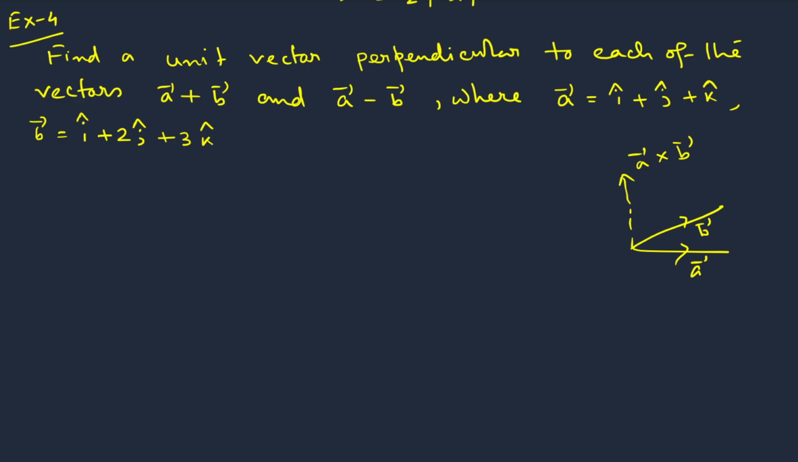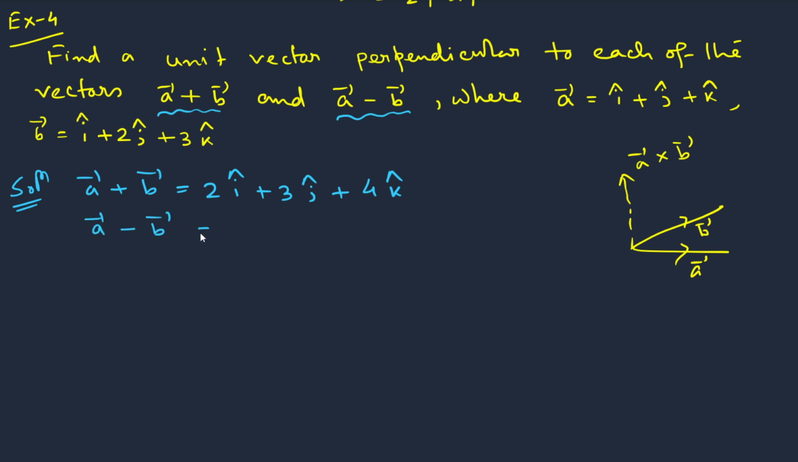So here one vector is a plus b, another vector is a minus b. So first you have to find a bar plus b bar. If we add a bar and b bar, what will we get? 2i cap plus 3j cap plus 4k cap, and then a bar minus b bar. So it will be 0i, 2 minus 1 j cap, and then 2k cap.